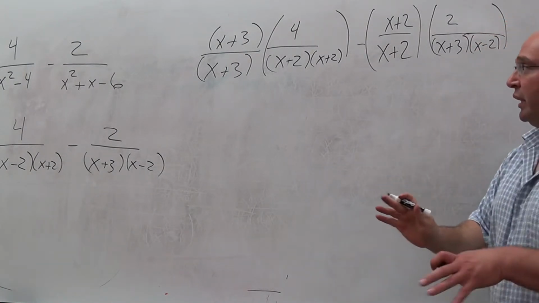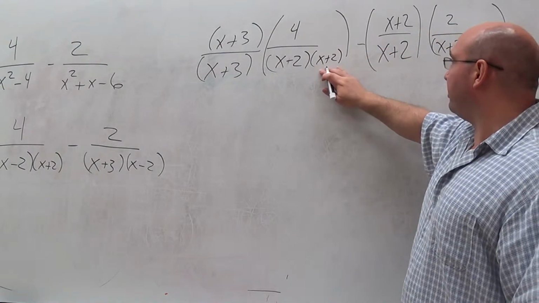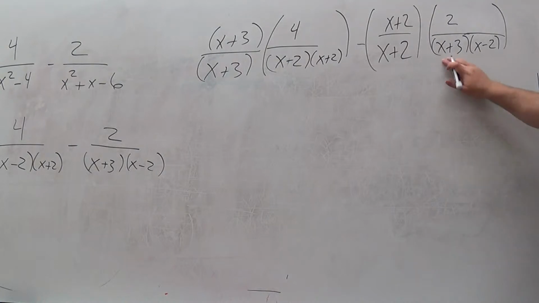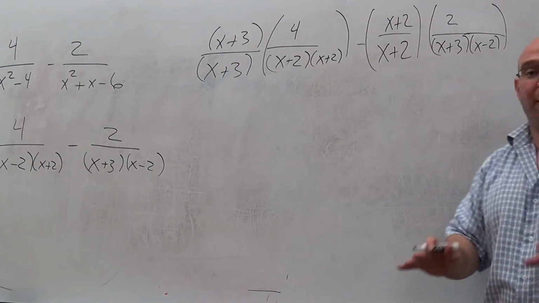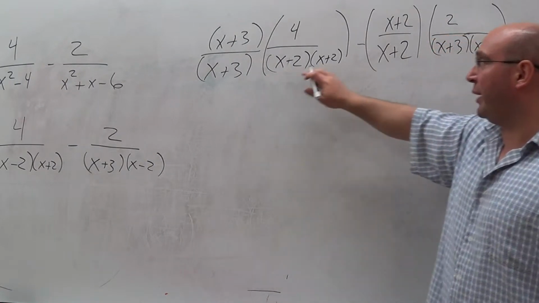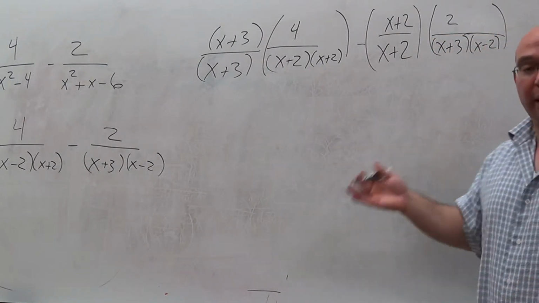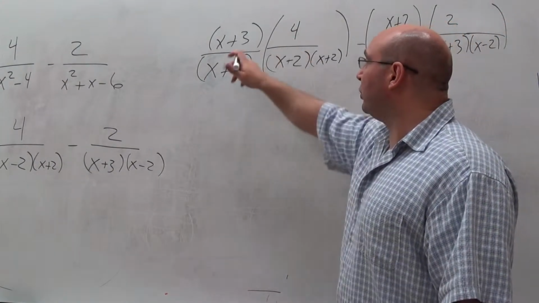All right, so this is what I'm looking at. This has got an x plus 3, x minus 2, x plus 2. Here's my x plus 3, x plus 2, x minus 2. Remember, multiplication is commutative, so we don't worry about the order. We just make sure that we have all three of them. So now we've got a lowest common denominator. So at this point, multiply this out.